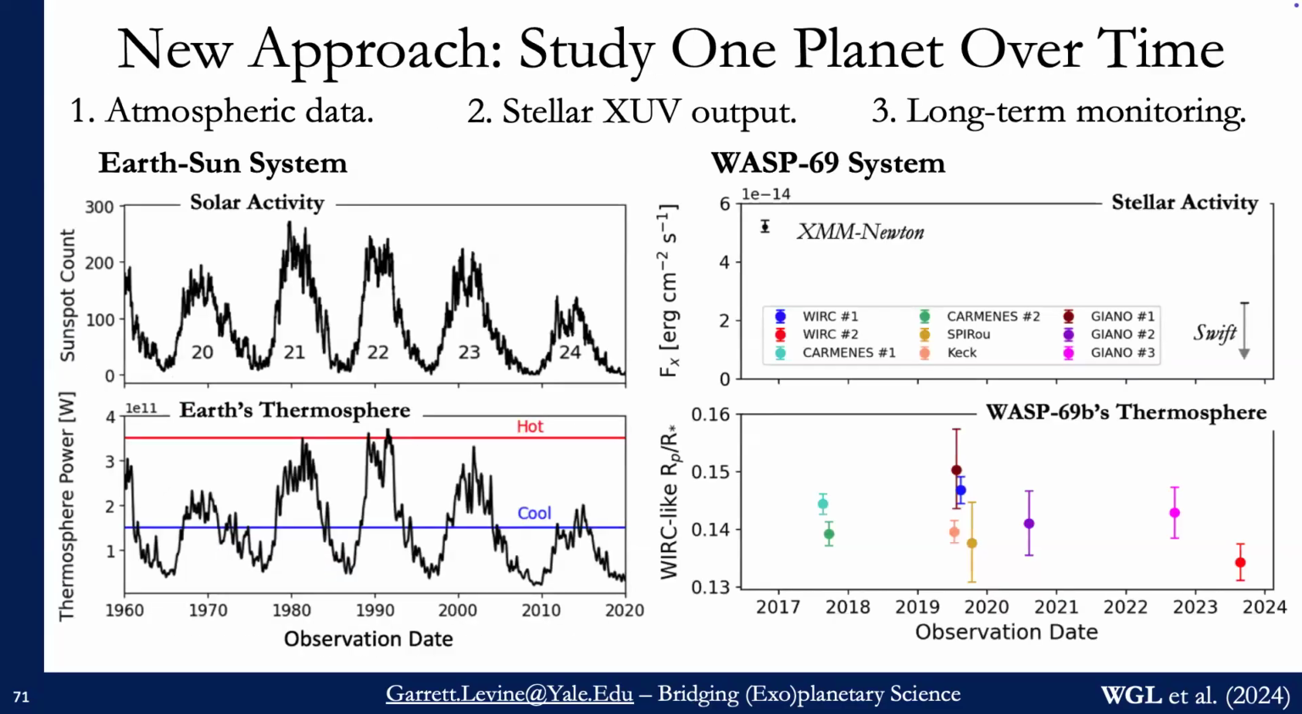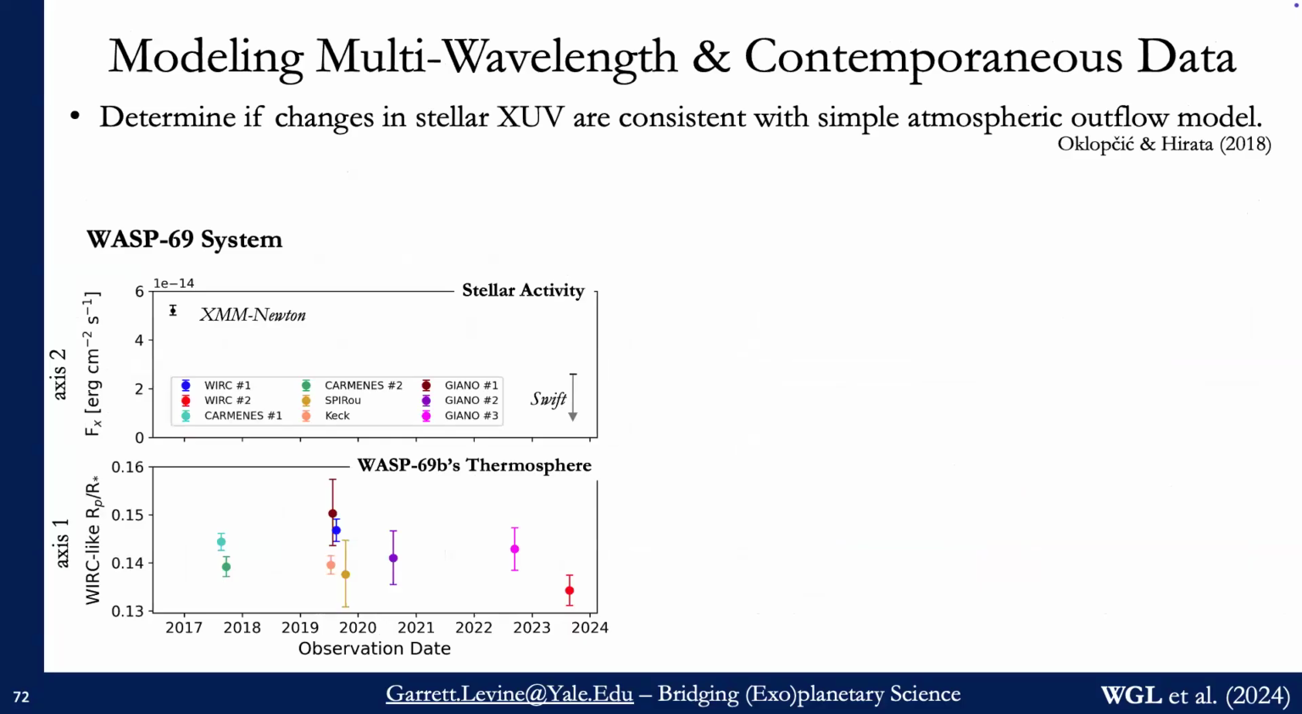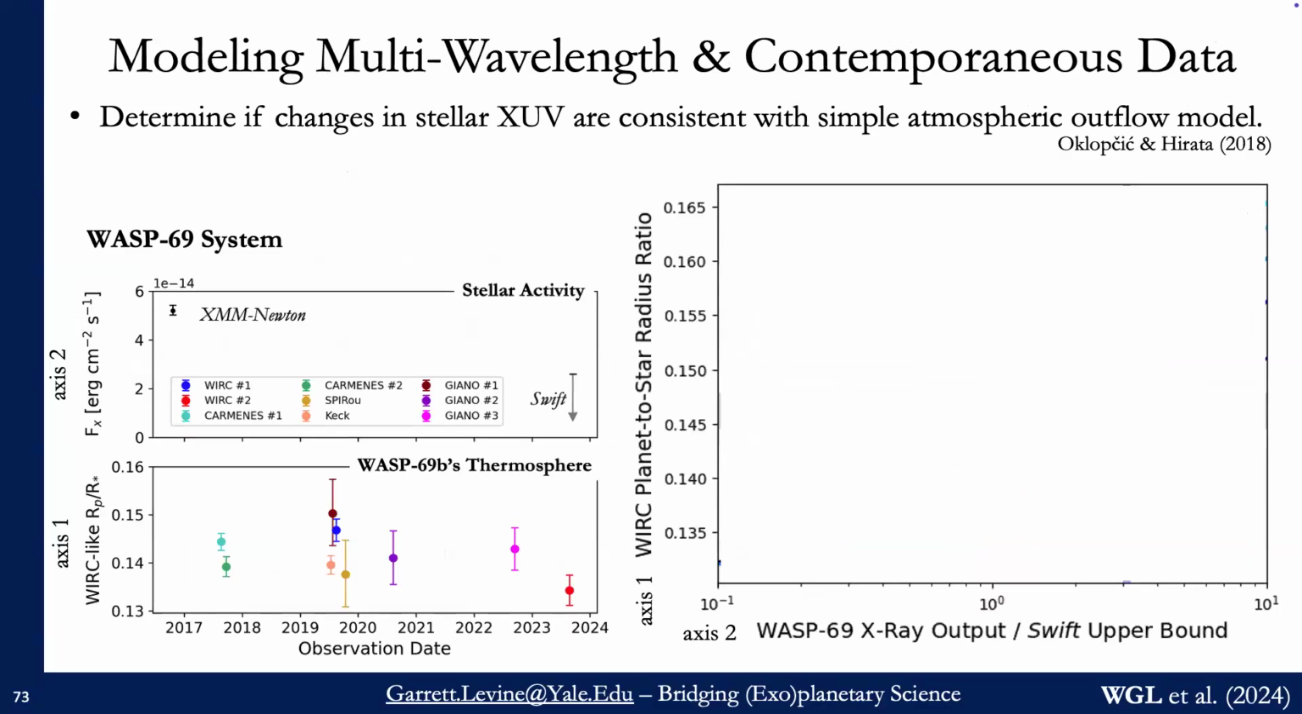And so because the 2016 XMM Newton data was not at the same time as any of the helium data, we can't link them directly, but what we can do is link them via modeling. We can ask ourselves, is that change in X-ray flux consistent with something that could be driving that outflow and driving the changes in that outflow? So really what we're going to do here is create a new figure where we're taking the two y-axes of our paired timeline plots, and instead of relating them with time, we're going to plot them against each other, and we're going to relate them with modeling.